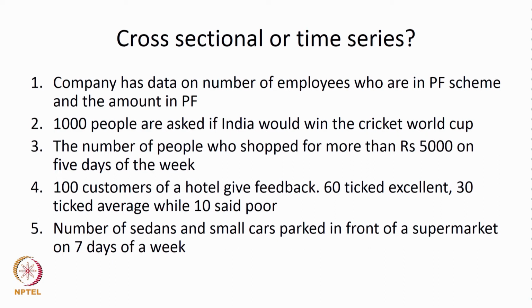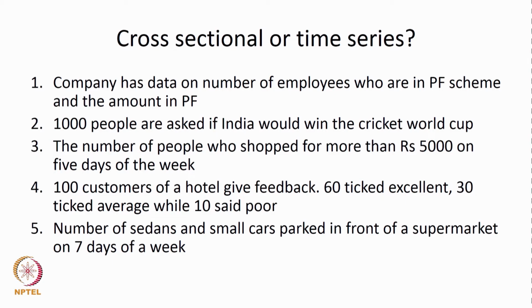Situation 2: about 1000 people were asked if India could win the Cricket World Cup. Again, this is an example of cross-sectional data because at a certain point in time we ask a certain number of people whether something would happen or not happen. Situation 3: number of people who shopped for more than 5,000 on 5 days of a week. This is an example of time series data because the data is measured according to a certain frequency, which is a day, and on 5 days of the week we measure the number of people who shopped for more than 5,000.